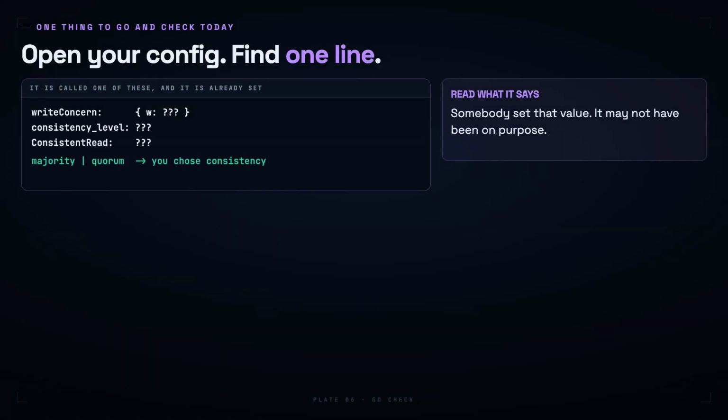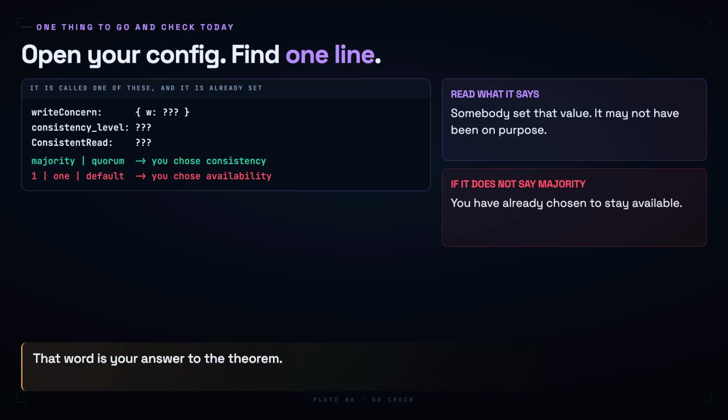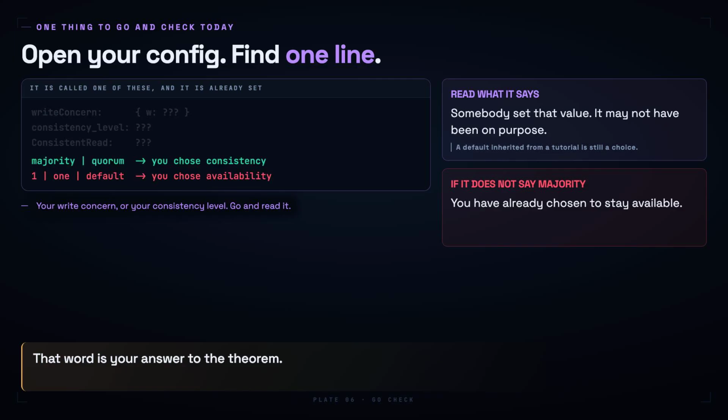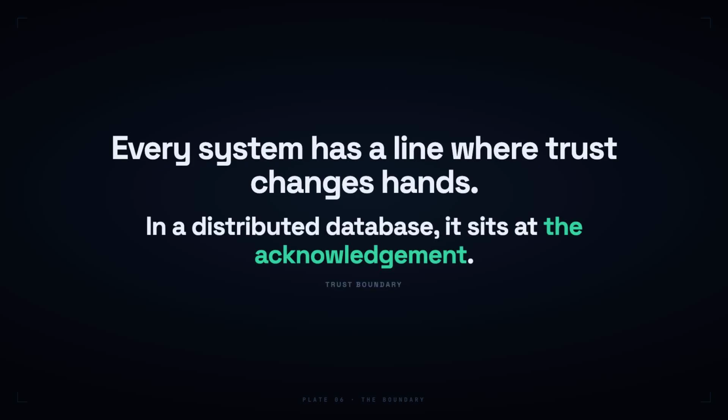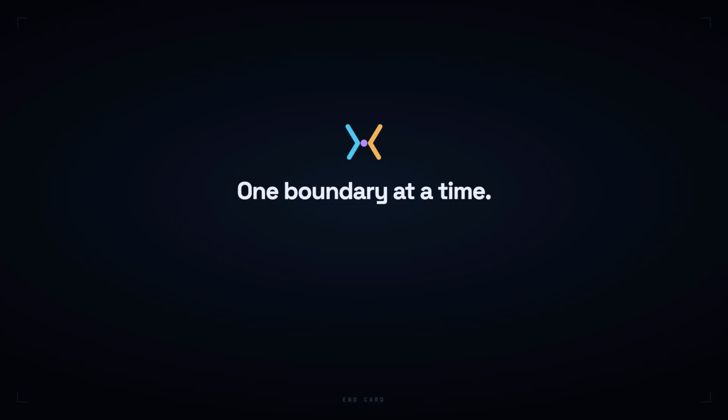Go and open your database config today. Find one line. Your write concern or your consistency level. Read what it says. If it does not say majority, you have already chosen to stay available. Every system has a line where trust changes hands. In a distributed database, it sits at the acknowledgement. That is one more boundary drawn.